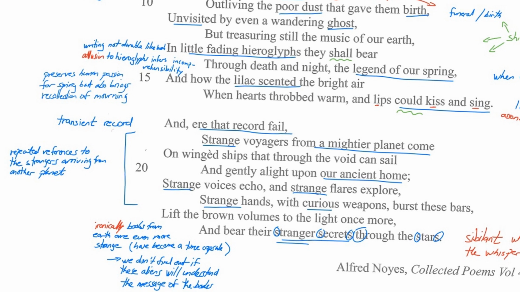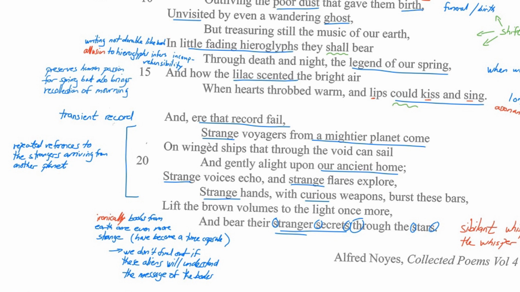And then if we move on to the third stanza, what's really crucial here is that sense of the strangers arriving from another planet, because we've got continual references to strange voyages, strange voices, strange flares, strange hands. And yet with all their strangeness and their might and their power to travel across space, the strangest secrets are those of our books, so the human books are more important and stronger than these aliens.